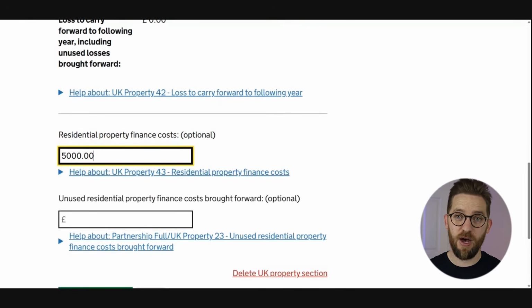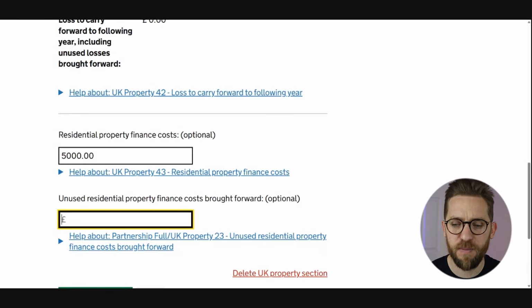Now, if that's the highest rate of tax that you pay, it's the same thing. It's the same whether you claim it as an allowable expense or whether you claim it as a tax reducer here. But the people that lose out are higher rate and additional rate taxpayers. If you normally pay 40 or 45% tax, you're still only going to get basic rate tax relief here. So it's a bit of a kick in the teeth to higher and additional rate taxpayers, but that's how it works now. The box below that, unused residential property finance costs.